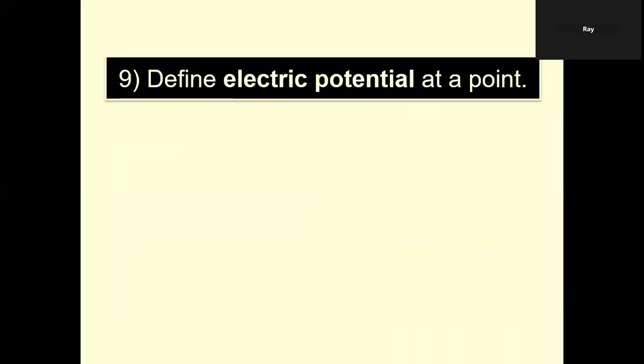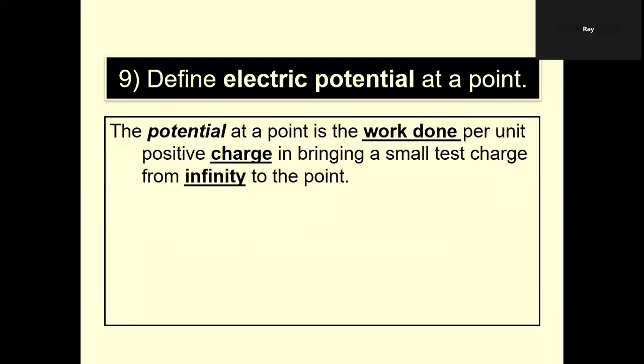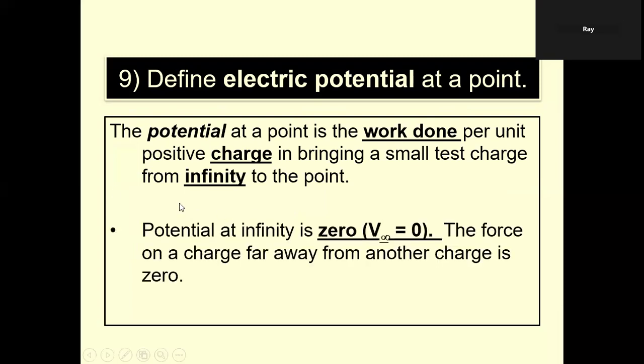Okay, we define electric potential at the point as the work done per unit positive charge in bringing a small test positive charge from infinity to a point. The potential at infinity is zero, because the force on the charge far away from one another is zero. So potential at infinity is zero.